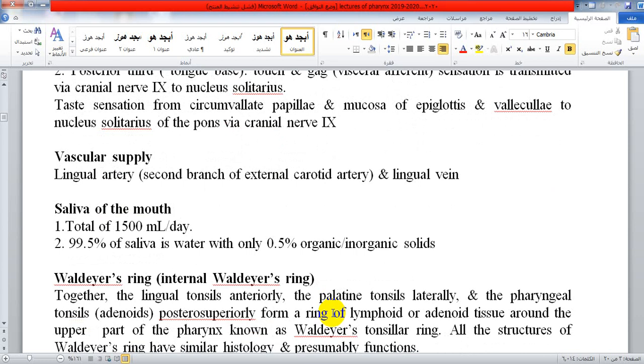Saliva of the mouth: the total saliva is, on average, about 1,500 ml per day. 99.5% of saliva is water, with only 0.5% organic and inorganic solids.